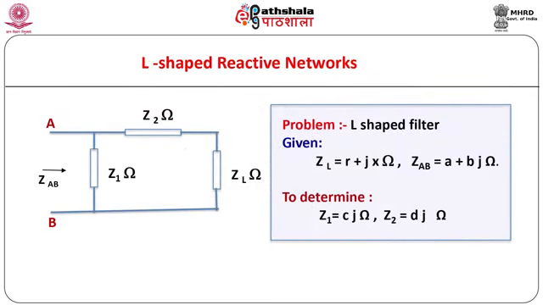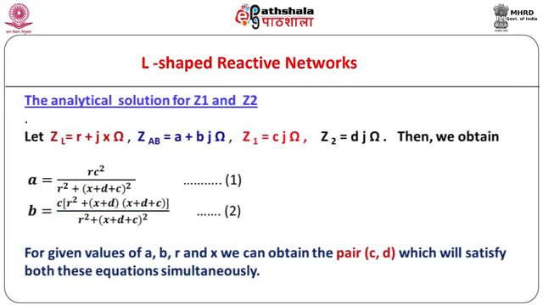L-type reactive networks play an important role in transforming a given load impedance ZL into effective impedance ZAB across the terminals AB of the network. Here, with proper choice of Z1 and Z2, we can obtain desired ZAB equal to A plus Bj. How to obtain Z1 and Z2? Is it possible to determine Z1 and Z2 analytically? The answer is yes. However, the analytical method is a little cumbersome.